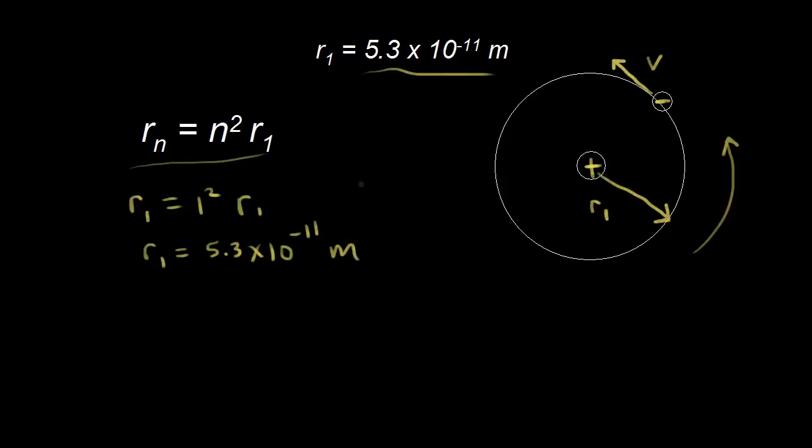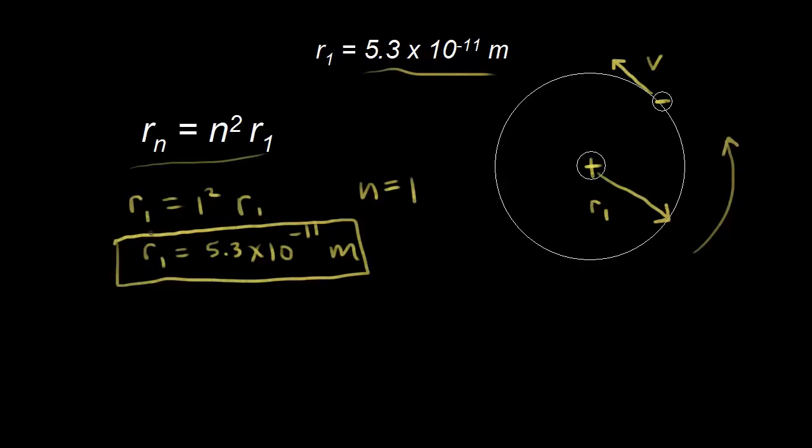And so when n is equal to 1, right, we said this was an electron in the ground state, in the lowest energy state for hydrogen. We'll talk about energy states in the next two videos. Right, so this is a very important number here. So this number right here is the radius of the smallest orbit in the Bohr model.